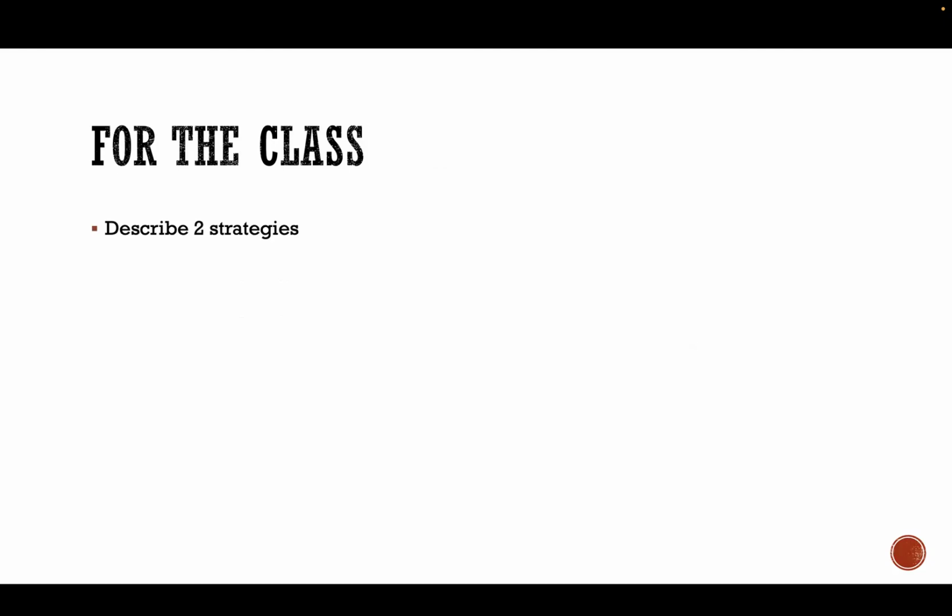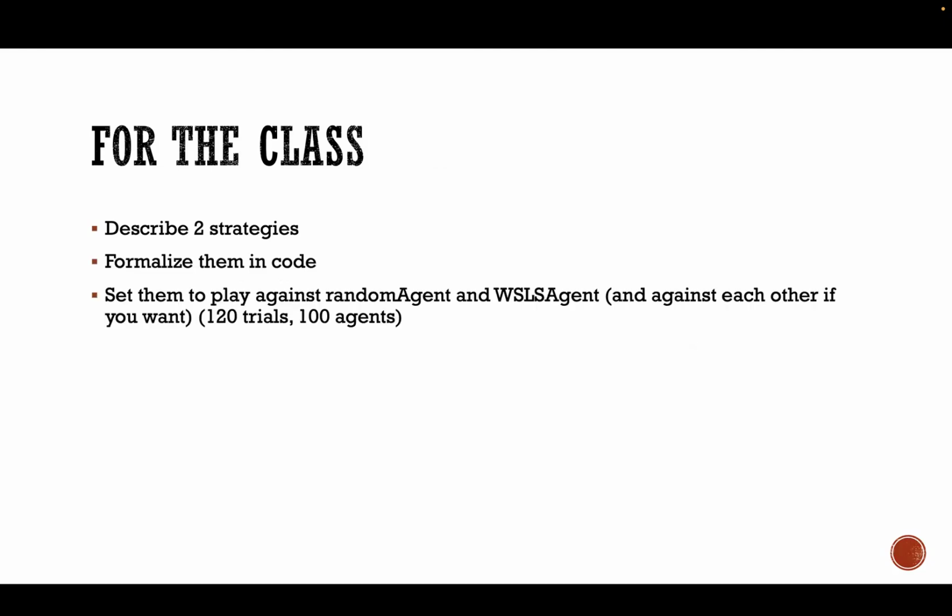For the class that we're going to do tomorrow, I want each of you or each group, according to how you prefer to work, to describe 2 strategies, formalize them in code, and set them to play against a random agent and against a win-stay-lose-shift agent, or against each other. 120 trials, 100 agents. Visualize and comment on the simulation.